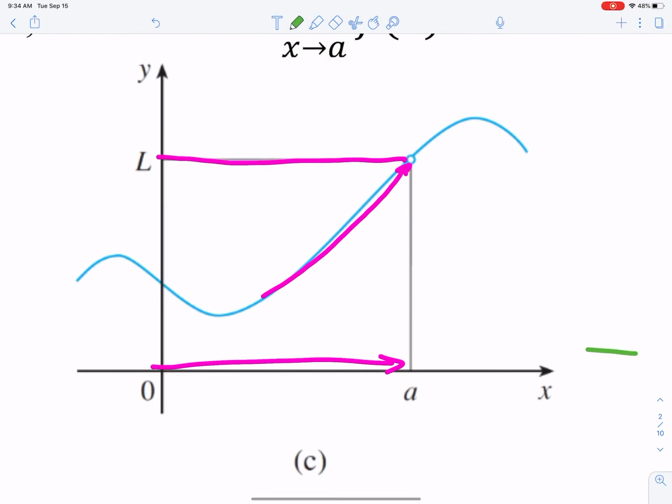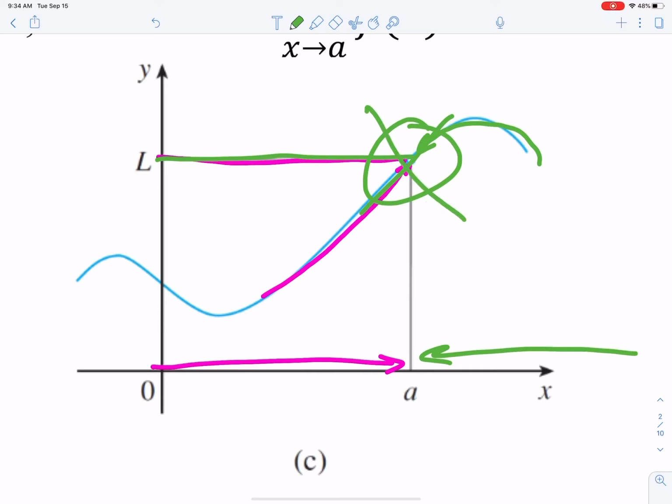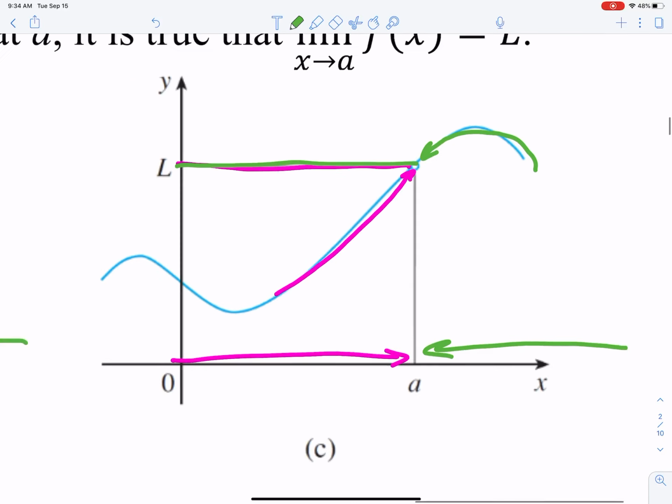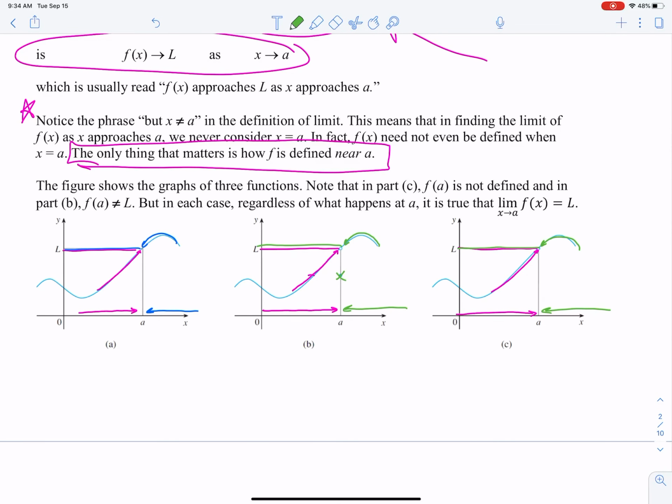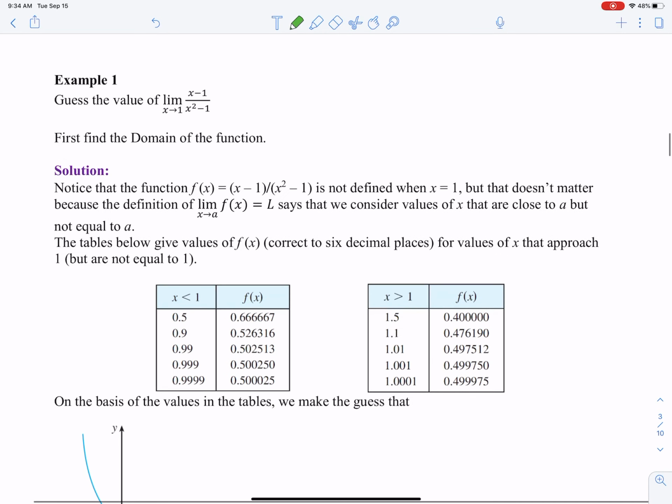Okay, same thing here. Again, approach x equals a from the right, so x value is bigger than a, but getting close to a. Follow the function. Still approaching that L value. Okay, again, not concerning ourselves with what's happening at x equals a. All right, those are important to understand, so please go over those.